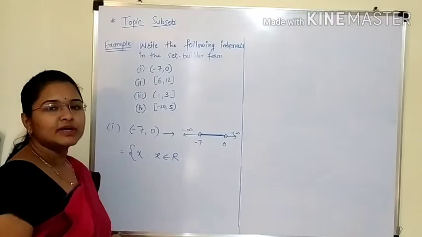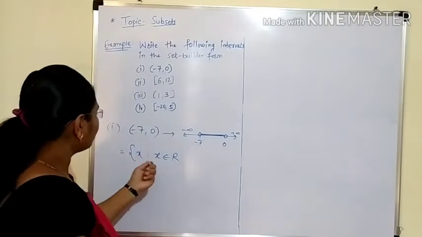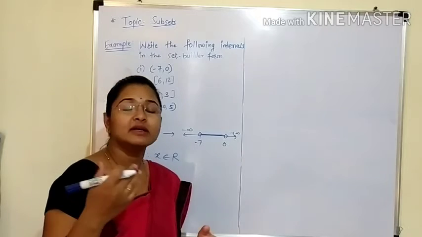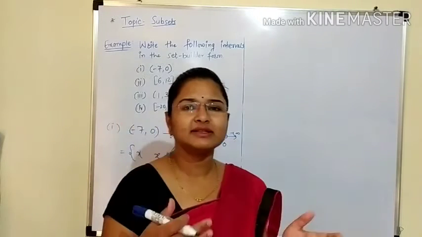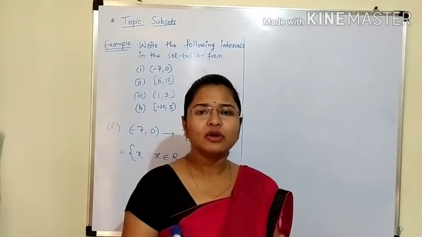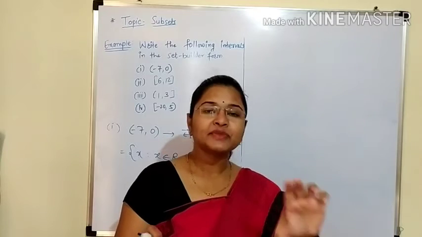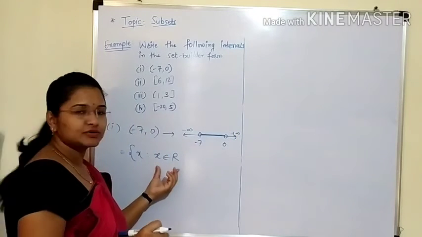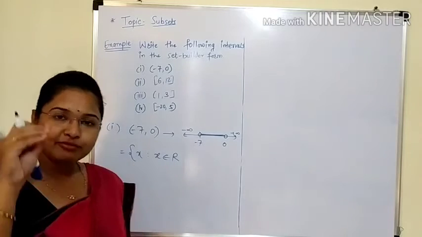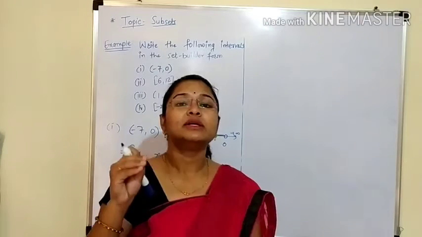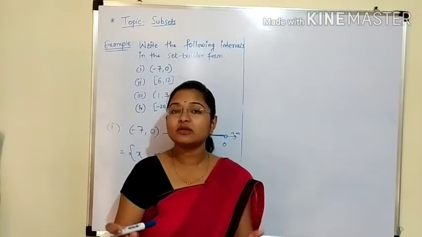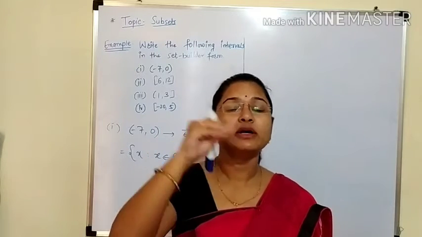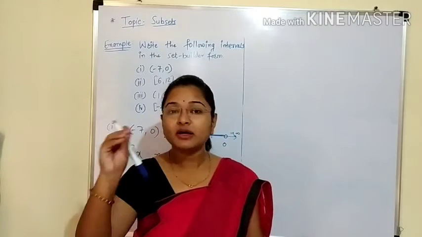R. See students, some students are writing set of x and the condition they are writing, suppose minus 3 less than or equal to x less than or equal to 4, whatever it is. They are writing that condition, but they are forgetting to write x belongs to R. You have to write x belongs to R because these intervals are subsets of the set of real numbers. So you have to take all points from the subset of the real numbers.